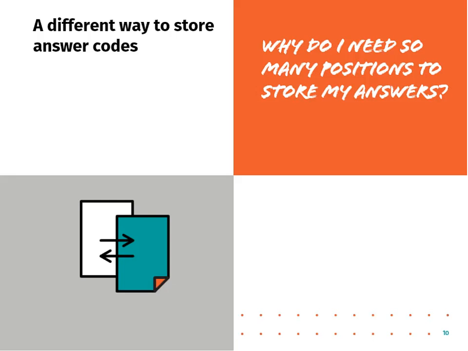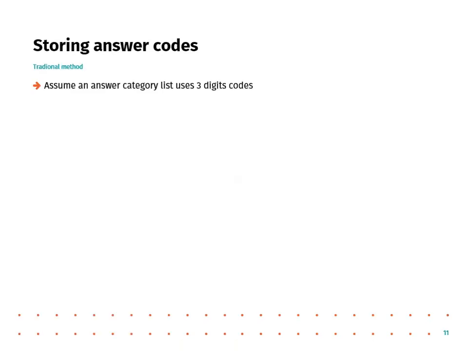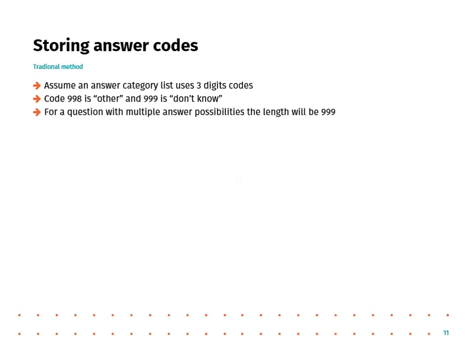So let's first look at how this traditionally looked. Let's assume we have an answer category list using 3-digit codes. And we use there quite often 998 for other and 999 for don't know. Which, in the case of a question with multiple answer possibilities, will then yield a length of 999 positions. And if you're going to put this in a repeat loop, it will also be multiplied by the number of repetitions for this loop.